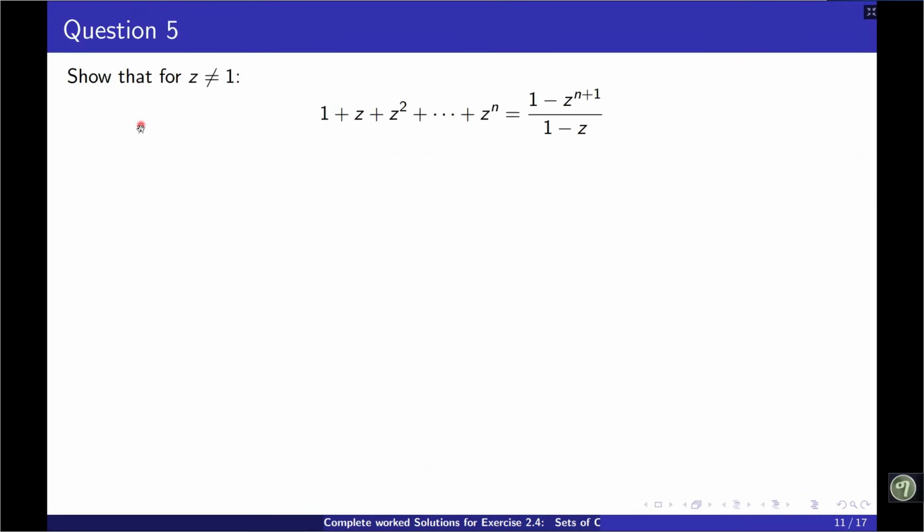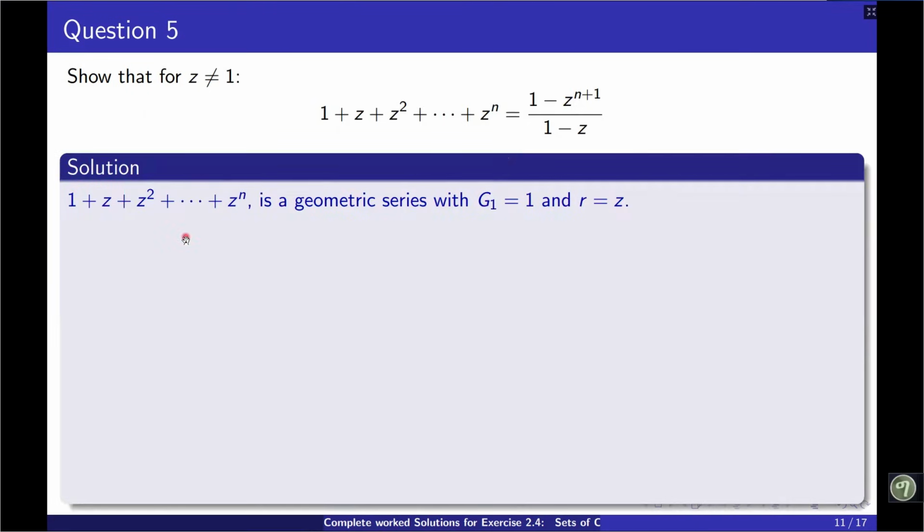Question number 5. Show that for z different from 1, we have 1 plus z plus z squared plus up to z to the power of n is equal to 1 minus z to the power of n plus 1 over 1 minus z. Therefore, this is a geometric series with the first element g1 equal to 1 and r equal to z. Let us start by letting s equal 1 plus z plus z squared plus up to z to the power of n, which is the last term.